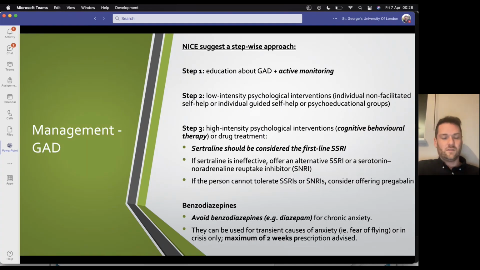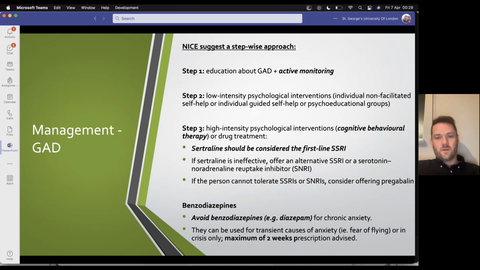So that's all you need to know about diagnosing it. For managing it, we're going to have a look at a stepwise approach. This is exactly what NICE suggests. For example, early on, you might just have education about generalized anxiety and active monitoring, seeing if it's carrying on. If it is carrying on over 6 months and becoming a significantly diagnosed generalized anxiety disorder, then you can look at low intensity psychological interventions. These can be guided or unguided self-help, or psychoeducational groups, support groups, that sort of stuff.